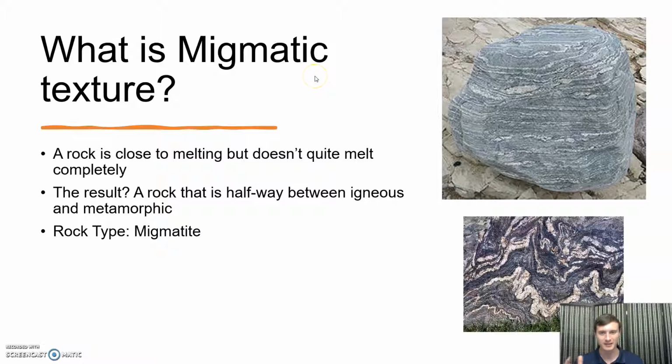So a magmatic texture is something that's sort of halfway between igneous and metamorphic. You have something that has been exposed to such heat and such pressure that it sort of starts to melt a little bit, but not all the way. And when it cools, it looks something like this. This is called a magmatite here.